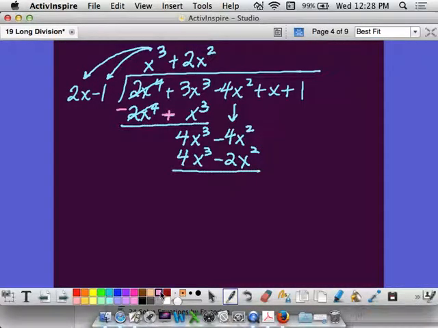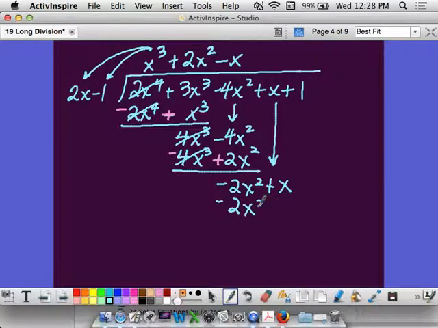Draw the line, change the signs, and combine. Cancel, cancel. Negative 2x squared plus x, bringing down this next term. 2x times what gives me negative 2x squared? It will be negative x. Negative x times 2x is negative 2x squared. Negative x times negative 1 is a positive x. Draw the line, change both signs, and combine.